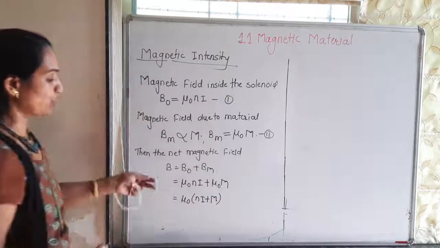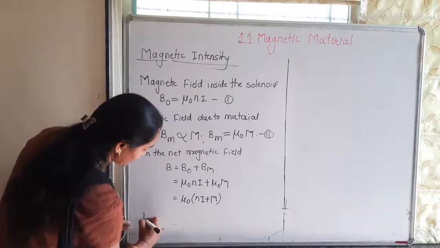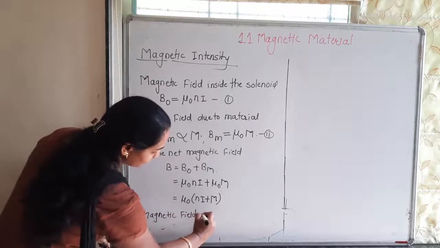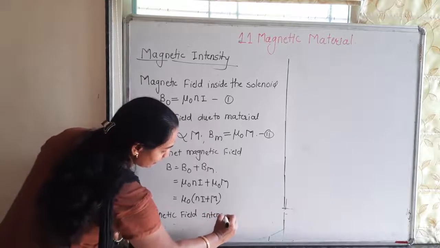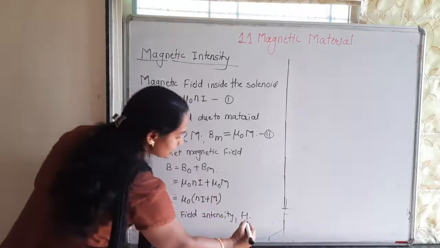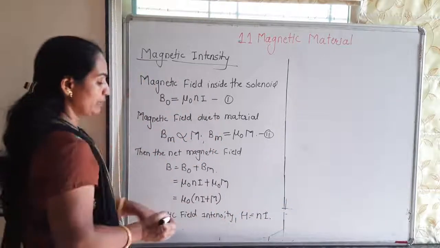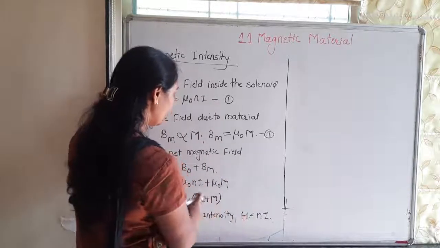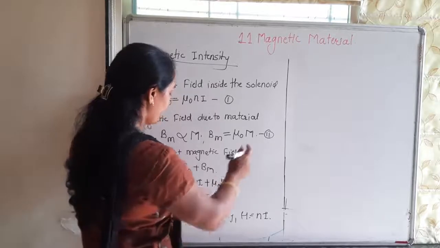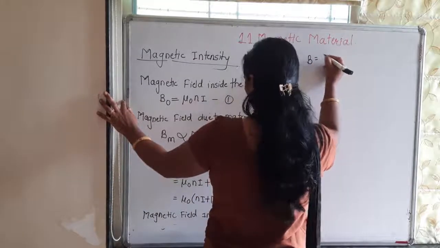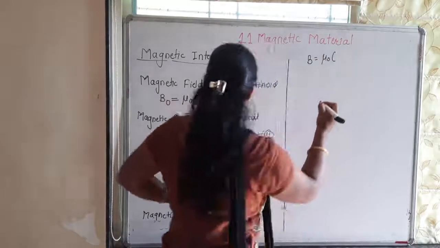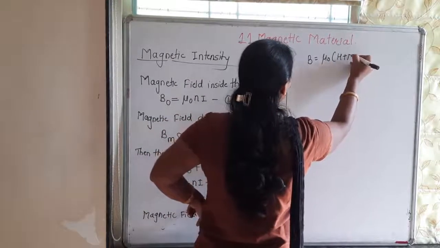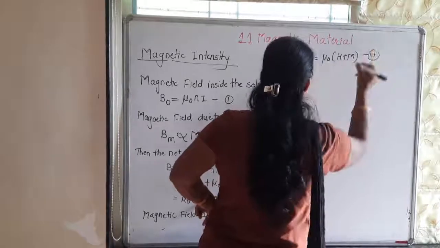Here we consider a new quantity called the magnetic field intensity. Its symbol is H, and H is equal to n into I. Substitute H in place of nI. Then the equation becomes B equals mu0 into (H plus M). This is equation 3.